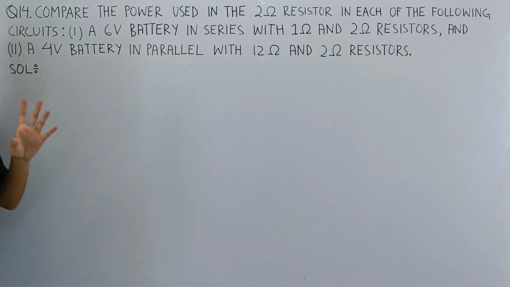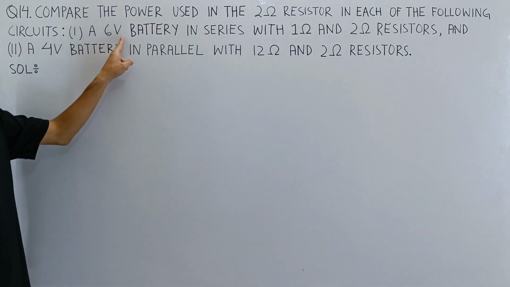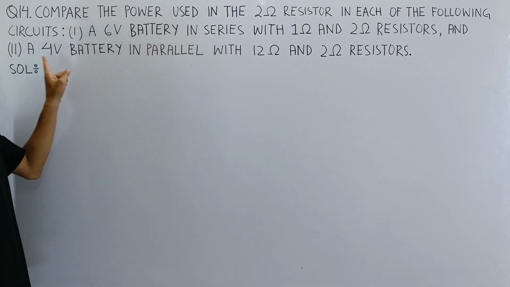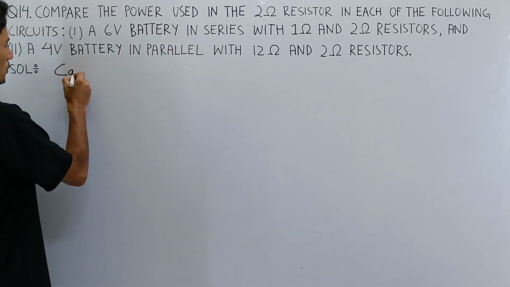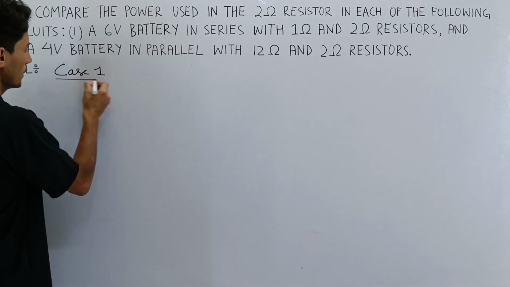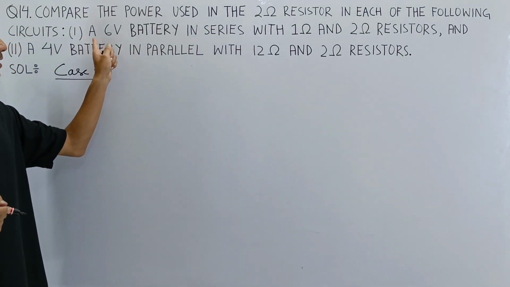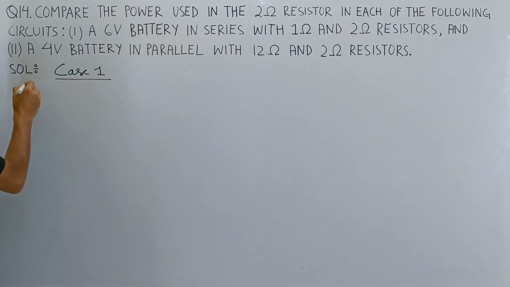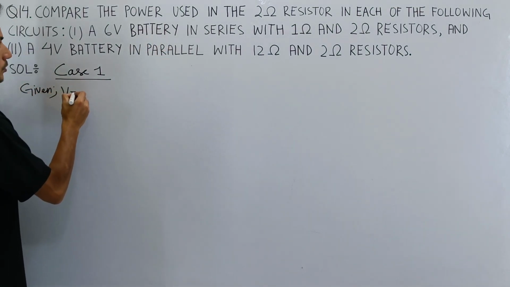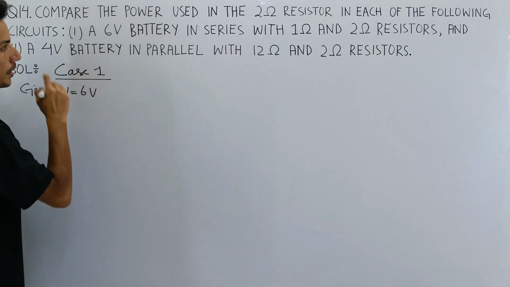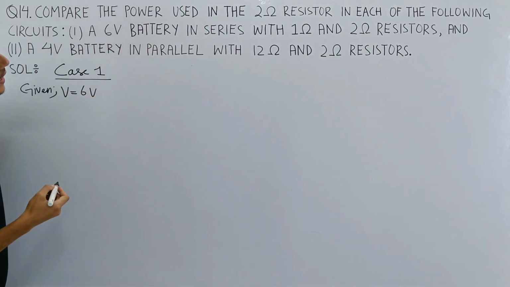So this question will be solved under 2 cases, case 1 and case 2. In case 1, we will address the first issue, and in case 2, we'll be addressing the second issue. So let's break it into case 1 and case 2. In case 1, we will discuss the first case, when a 6-volt battery is used. So what is given, you write down, voltage is given to you, it's 6 volt, and then the combination is in series.